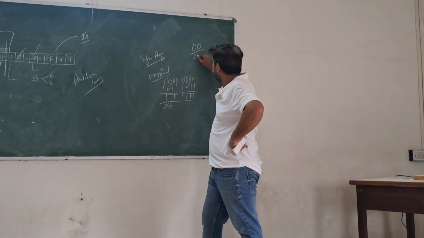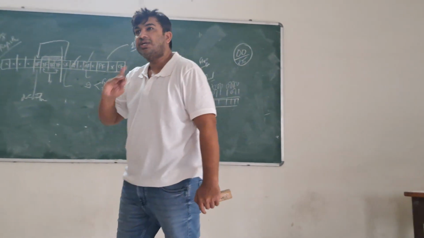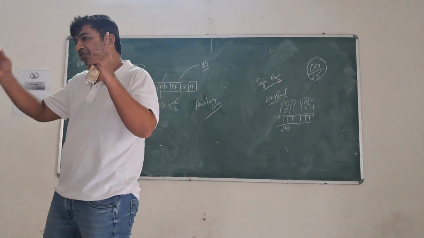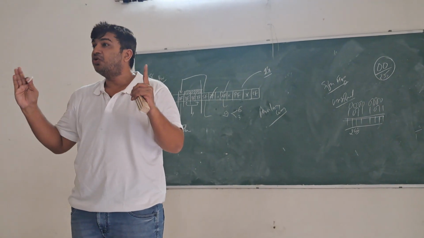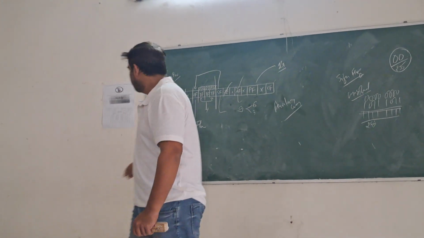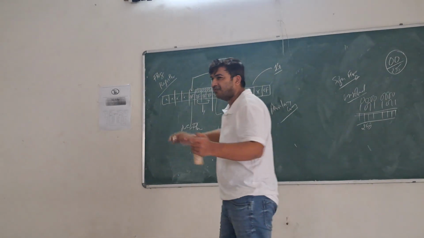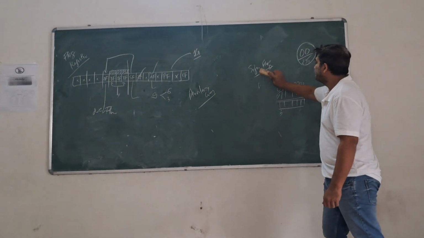So in unsigned number, what is your range? All numbers are positive and the range is 0 to 255. I can represent numbers from 0 to 255. Understand? This is all about unsigned numbers. As far as unsigned numbers are concerned, the sign flag doesn't matter. We are not going to check the sign flag for unsigned numbers.